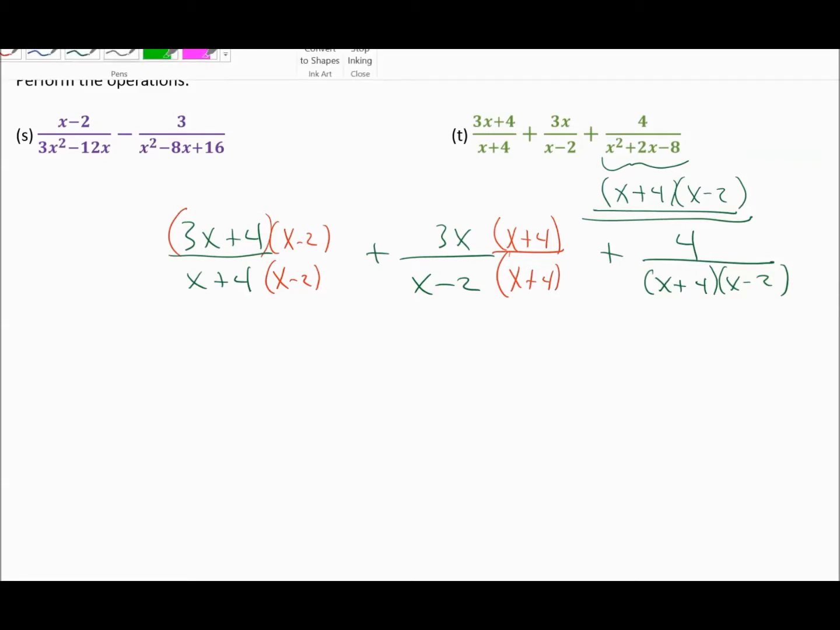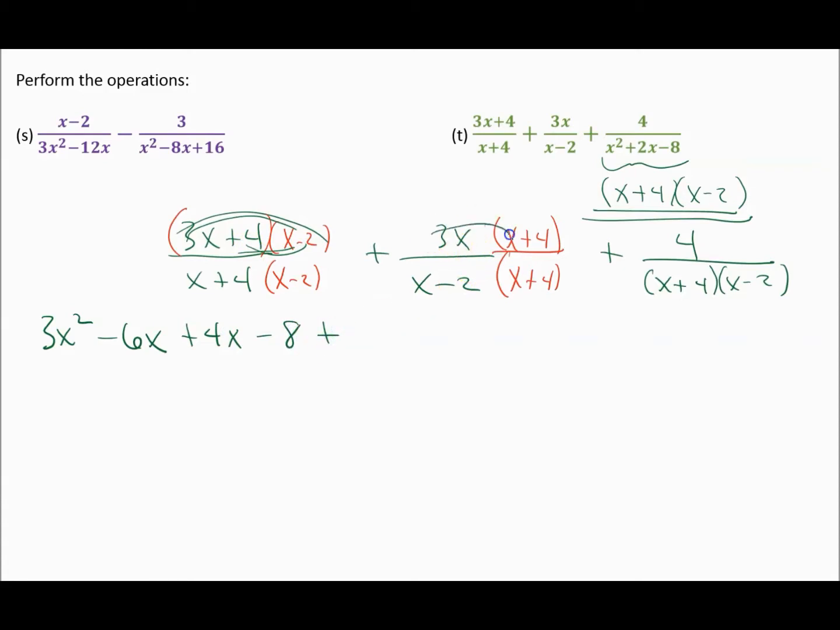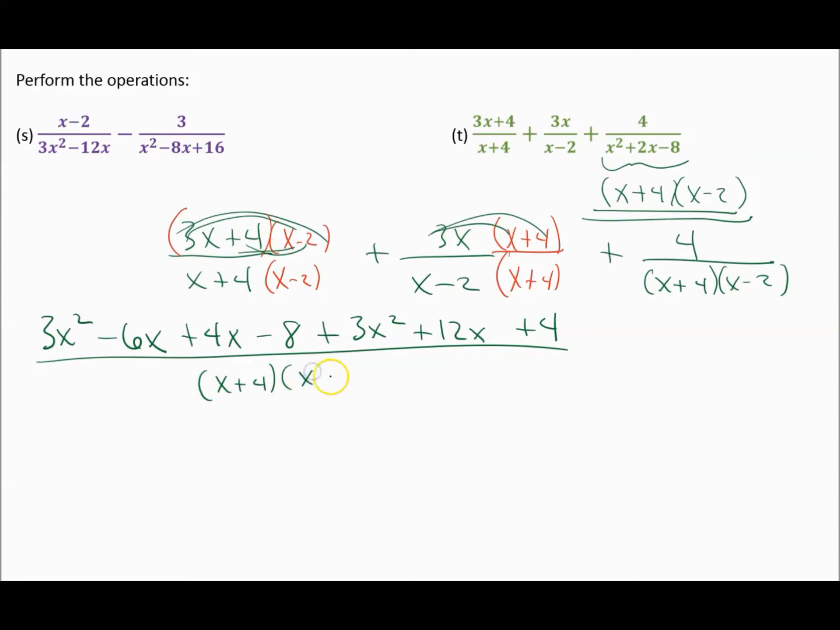So here's where all the work comes in, is expanding. So 3x times x is 3x squared. 3x times negative 2 is negative 6x. 4 times x is plus 4x. 4 times negative 2 is minus 8. Plus 3x times x is 3x squared. 3x times 4 is plus 12x. Plus 4 over our common denominator of x plus 4 times x minus 2.